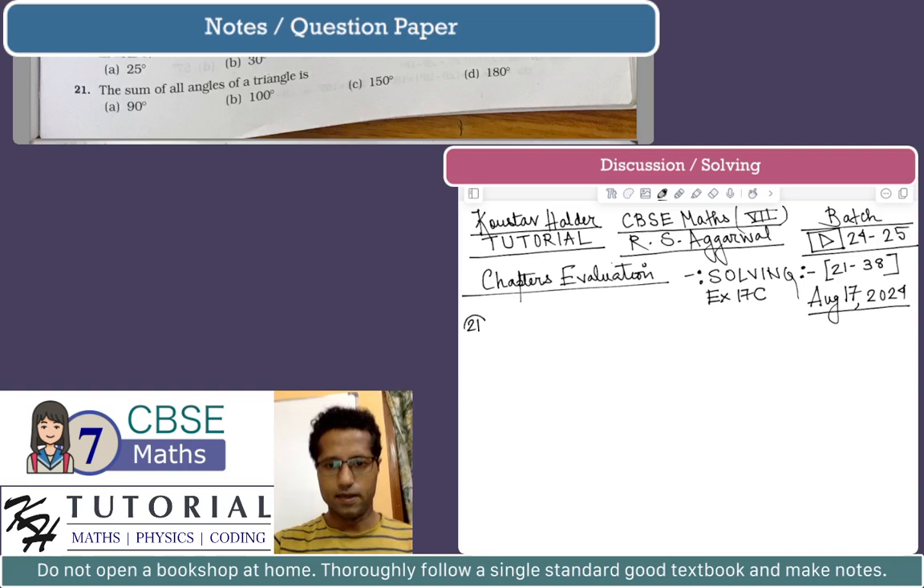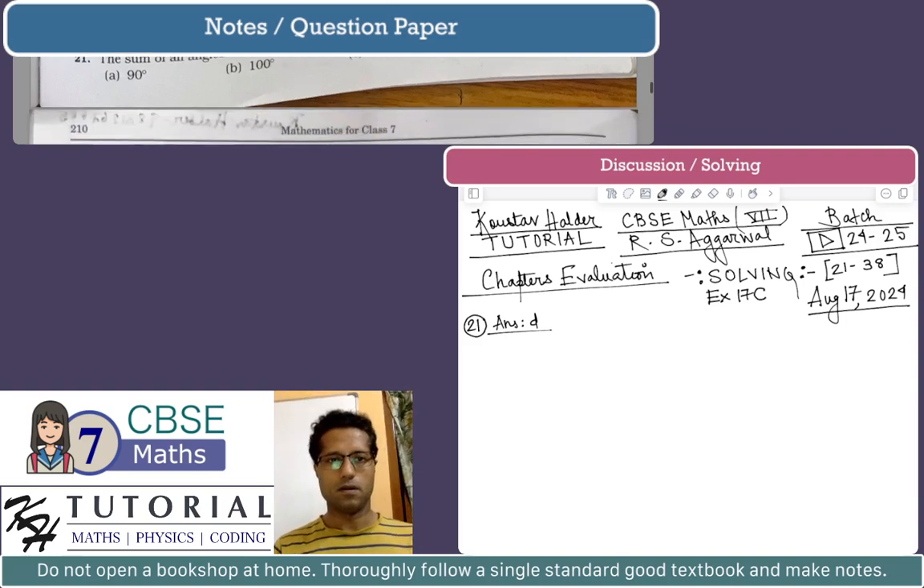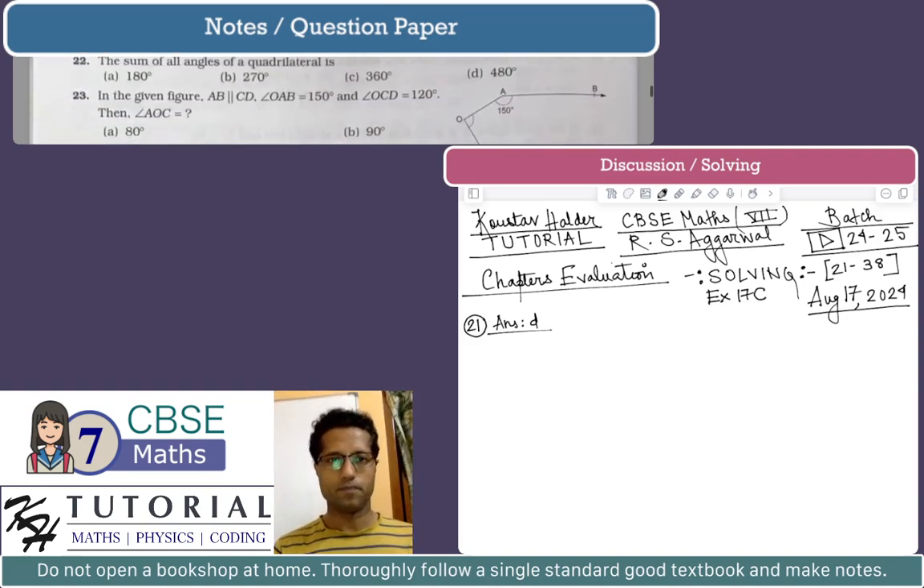Problem number 21, it is a pretty simple question. The sum of all angles of a triangle, we all know from the angle sum property, it is 180 degree. So the answer is choice D. Okay, let's do problem number 22.